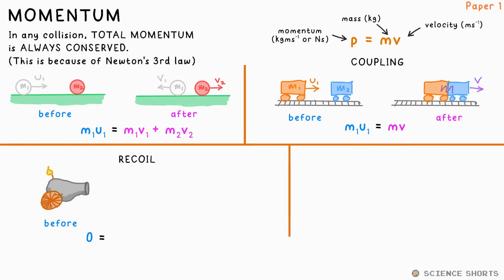Then all you have to do is pop your numbers in, making sure that everything traveling to the left, say, has a negative velocity, and you'll be left with one unknown. Rearrange to find it. Incidentally, in the case of the cannon, as there's 0 total momentum before, the same must be true after as well.